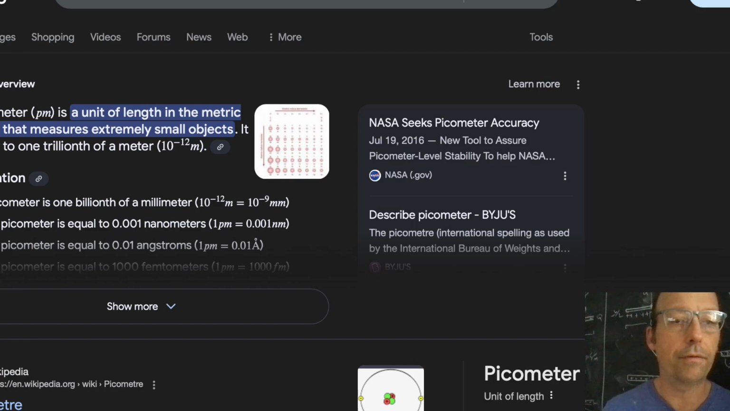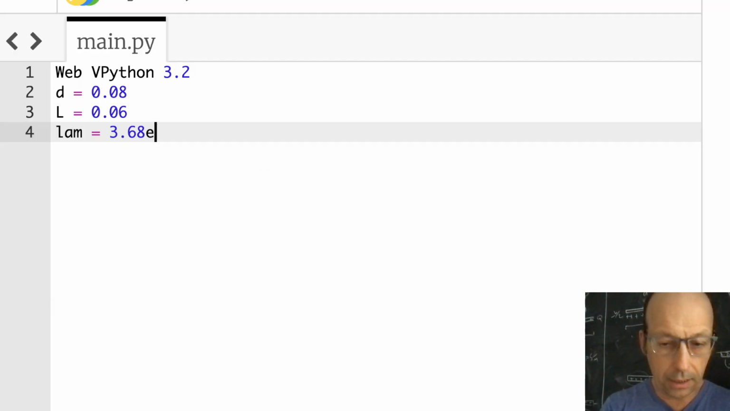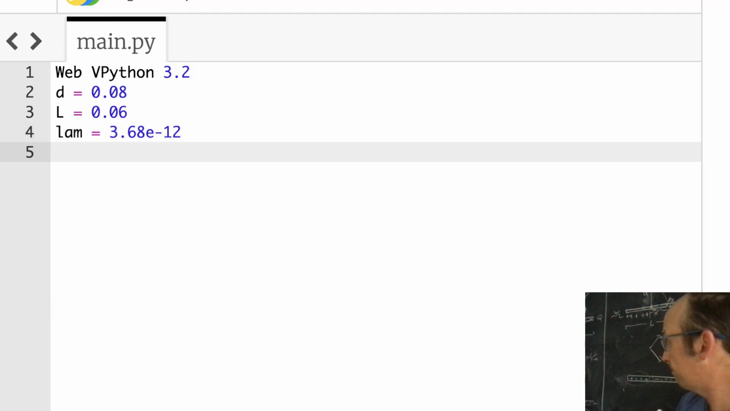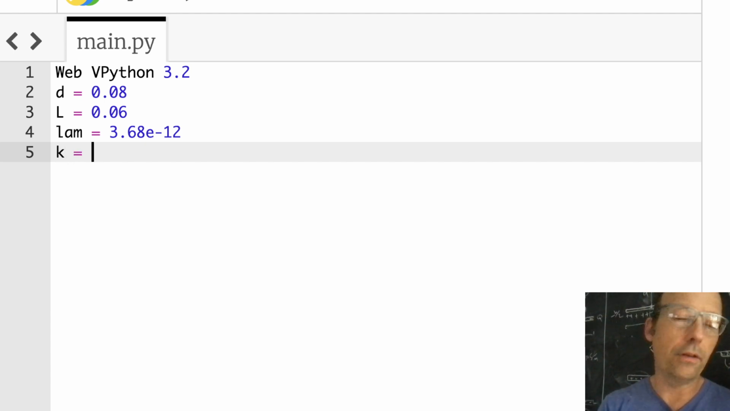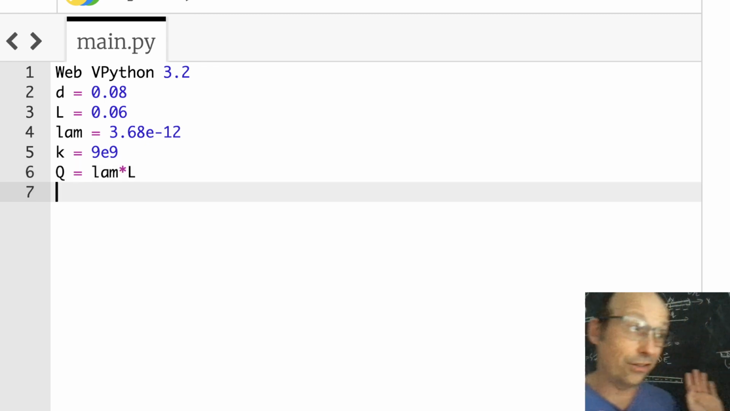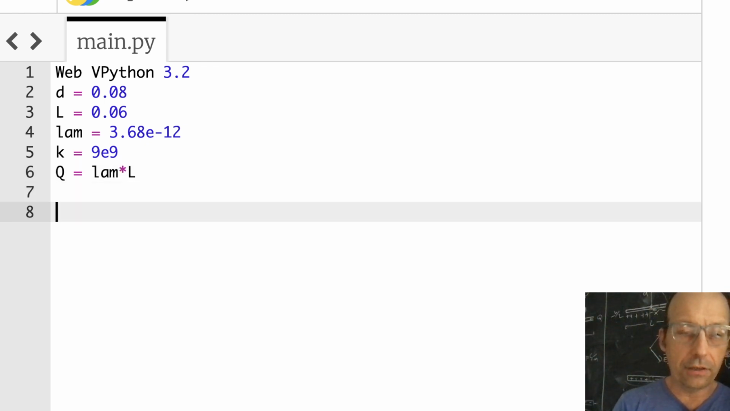10 to the negative 12. Okay, I don't know why I forgot that. So E negative 12. And then I need K, the Coulomb constant, 9 times 10 to the 9th. So let's find Q. Q is going to be lam times L, and then I have everything in terms of what I want. Now let's break this into 5 pieces.